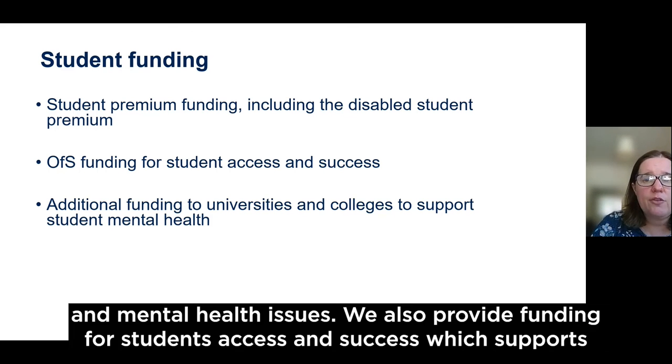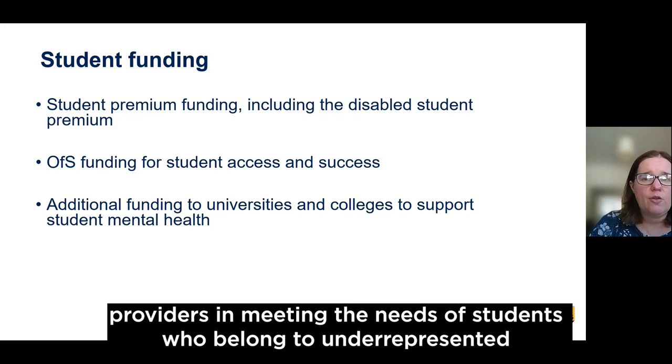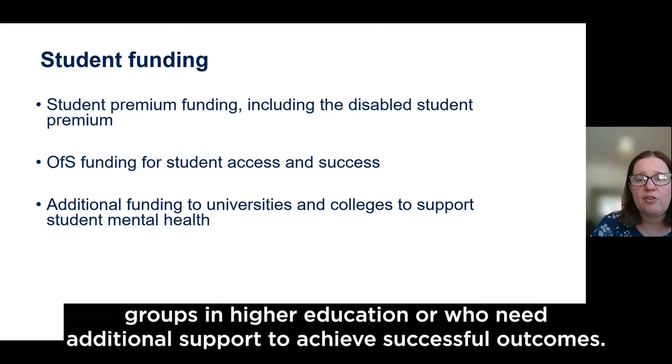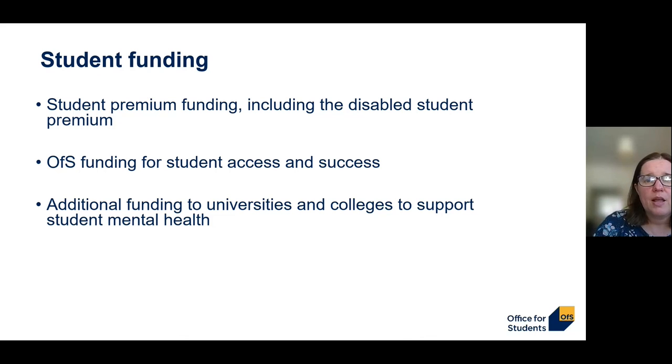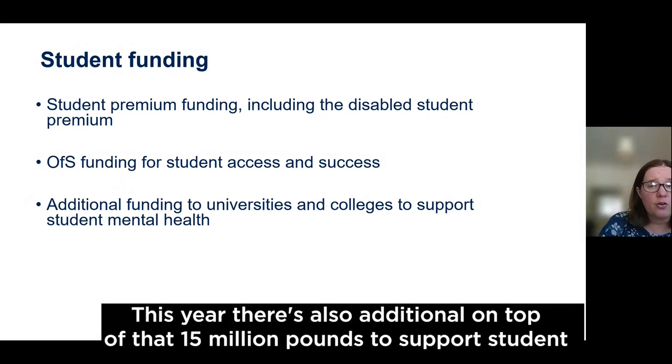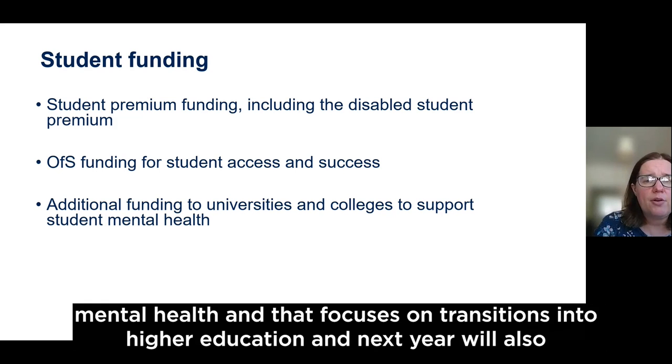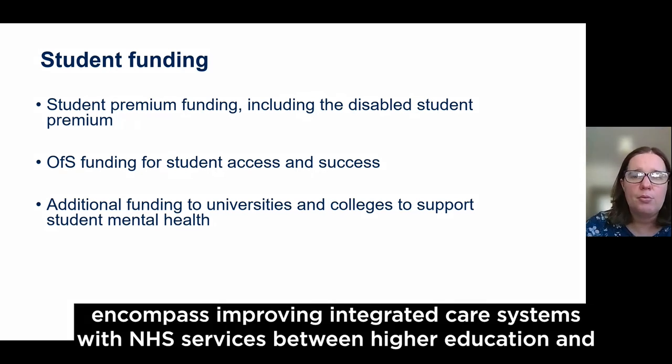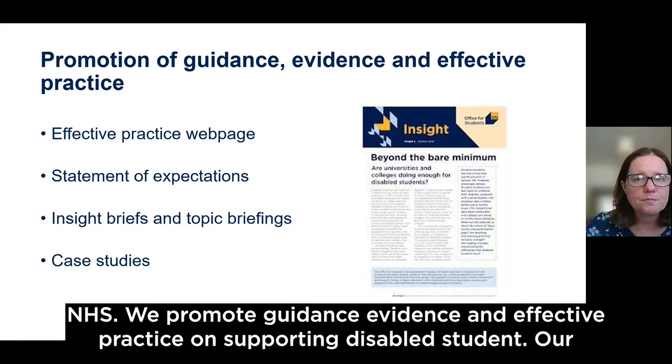We also provide funding for students' access and success, which supports providers in meeting the needs of students who belong to underrepresented groups in higher education or who need additional support to achieve successful outcomes. This year, on top of that, there's also an additional £15 million to support student mental health. And that focuses on transitions into higher education. And next year will also encompass improving integrated care systems with NHS services between higher education and the NHS.